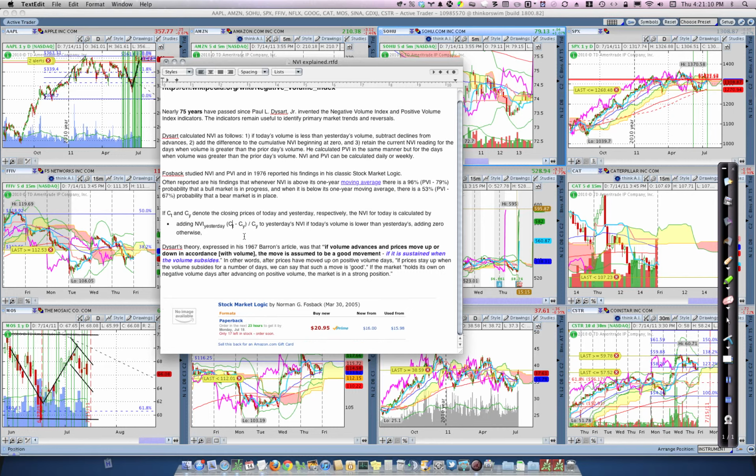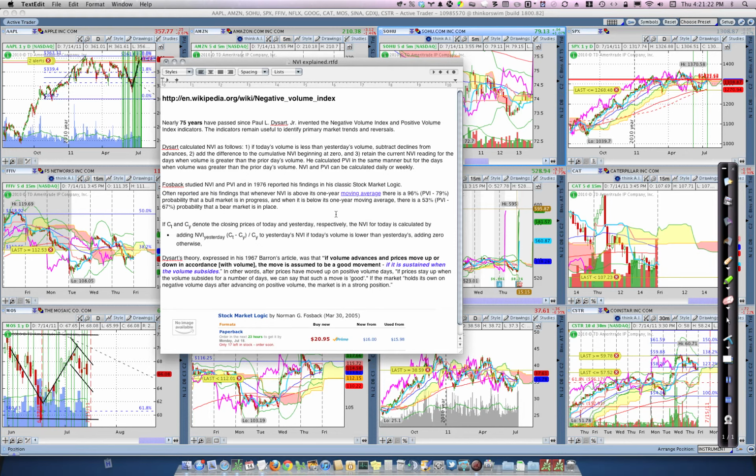Fosbeck's book, called Stock Market Logic, is available from Amazon. You can find used copies for as low as $5 or $6. And there's only about 6 pages in that book which deal with the negative volume index, so it's a pretty easy read. And it's a pretty fascinating study.